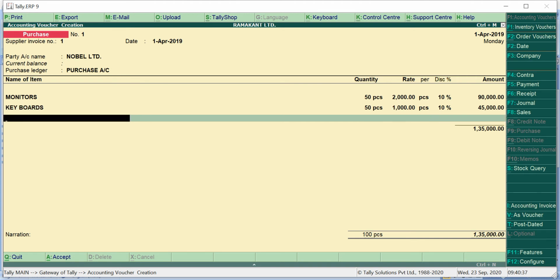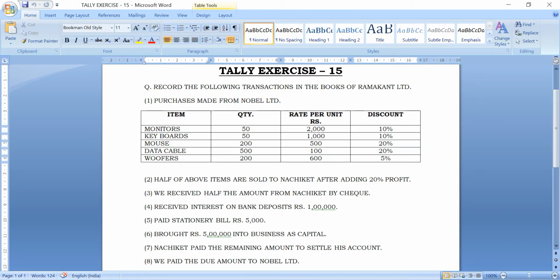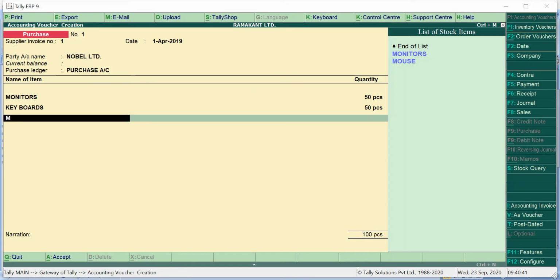Then the third purchase, mouse. You will press M and all the items starting from M will be displayed, making your selection quite easy, right? Mouse.